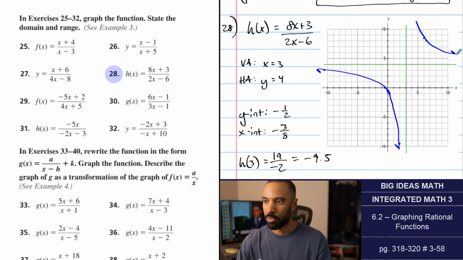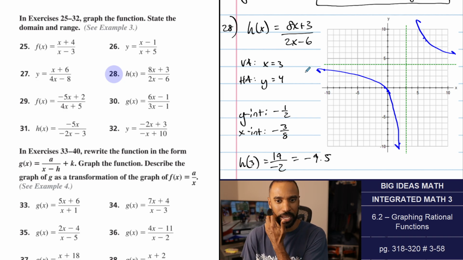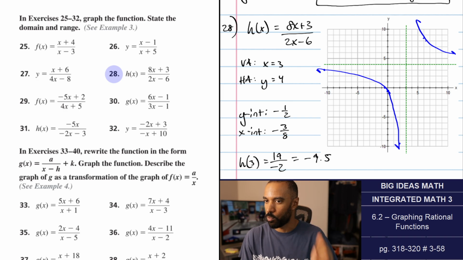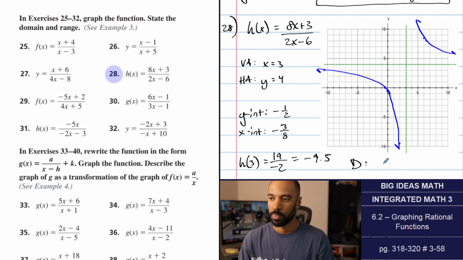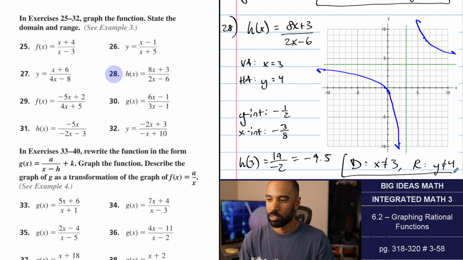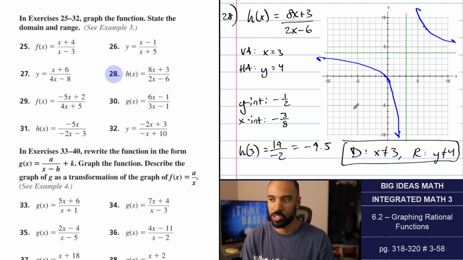So I don't know, the graph is doing something like that as it's going to approach 13.5 up from there and do that kind of stuff. So there is our graph on number 28. Not a fanciful one, but it is right. Domain, x can't equal 3, range, y can't equal 4. You're challenging me, rational functions.